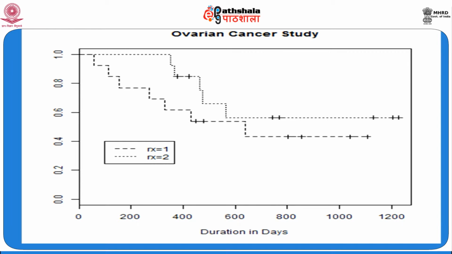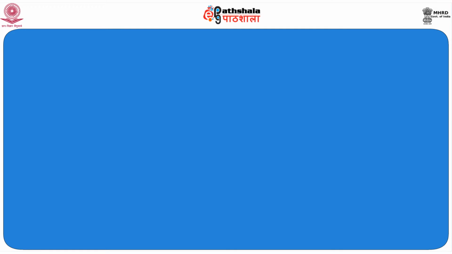At the end of the study, at 1200 days, some patients were alive and some were not; the majority were not alive. Looking Rx wise, when Rx equals 1, the curve is quite high in comparison to Rx 2. So we can see here that the survival of the patients treated in the placebo group is quite good in comparison to the treatment group. Now we will go to the next slide.